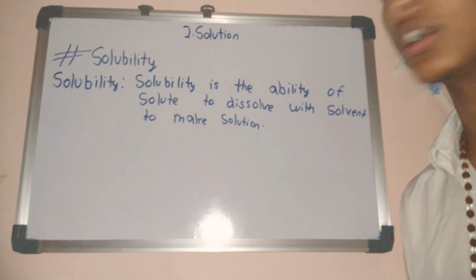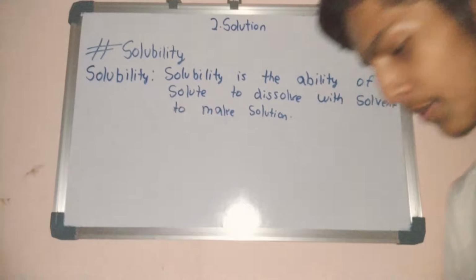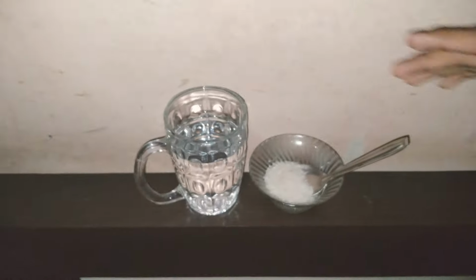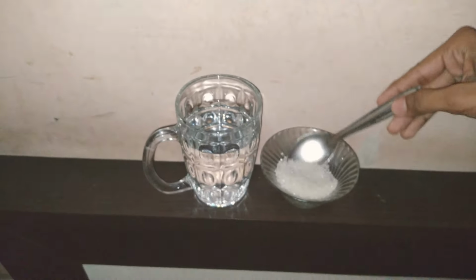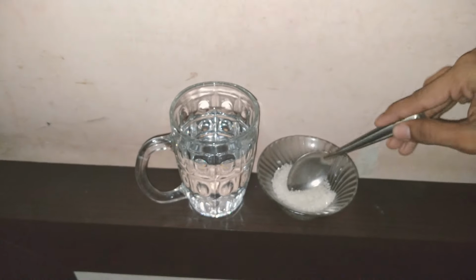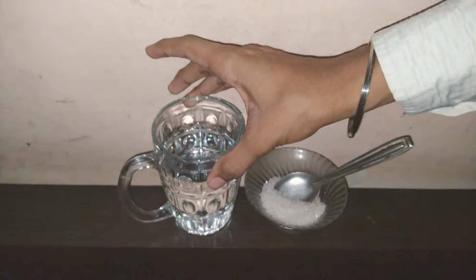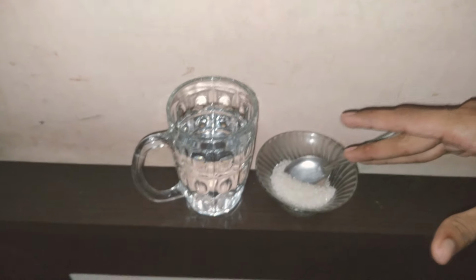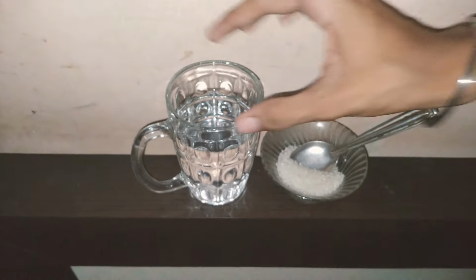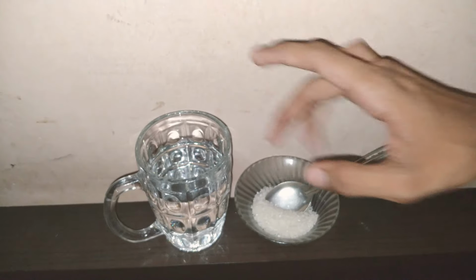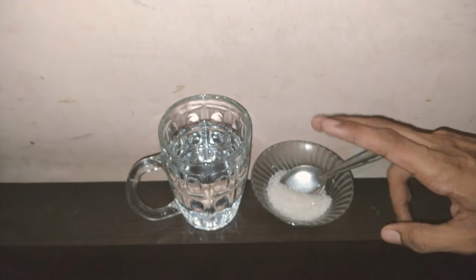So basically we will do it experimentally. So here is my experiment. This is sugar and this is my water. We know that the substance which we are adding, that is sugar, is a solute, and this is our solvent. Basically water is solvent and the sugar is solute. We know that the substance which is more in quantity is known as solvent and the substance which is less in quantity is known as solute.